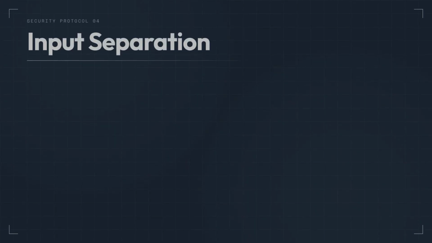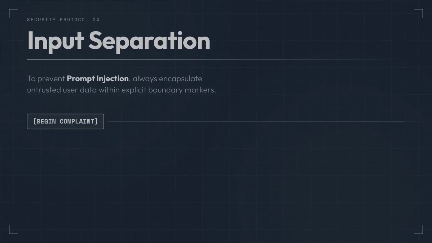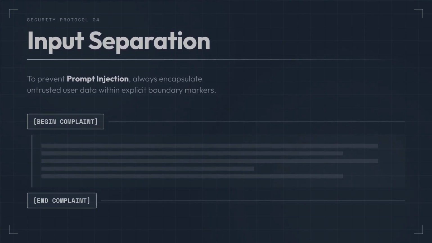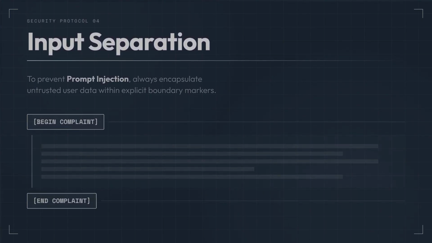Element 4 is input. The input is the material that the AI must process. It could include a document, a spreadsheet, an email, a meeting transcript, or a photograph. When supplying input, clearly separate it from instructions. For example, say, analyze the customer complaint provided between the tags marked "Begin complaint" and "End complaint." This reduces ambiguity about what is instruction and what is source material.